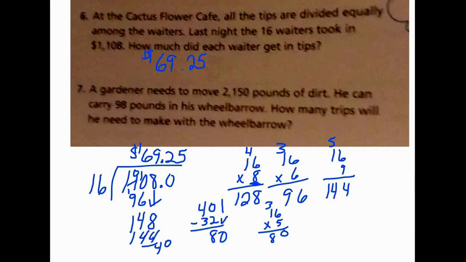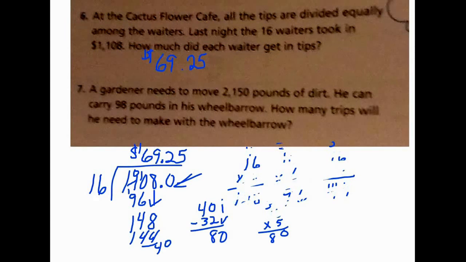$69.25. Now, this worked out nice. There might be a possible way that they have a tip where it doesn't break into equal amounts. So maybe what they do is they have a tip jar and they'll throw that into the next night. Alright, let me get rid of some of that, and we will go on to the next problem.